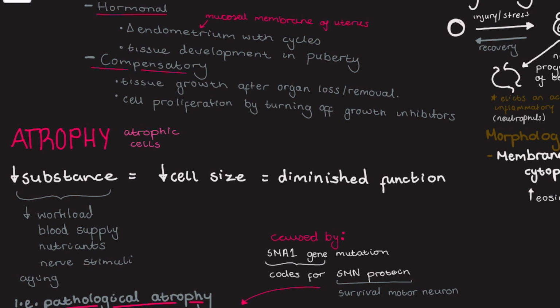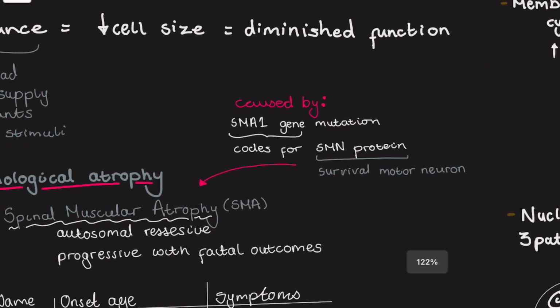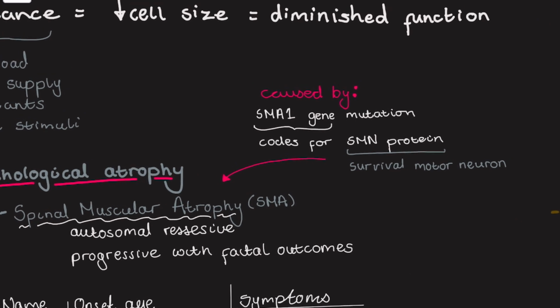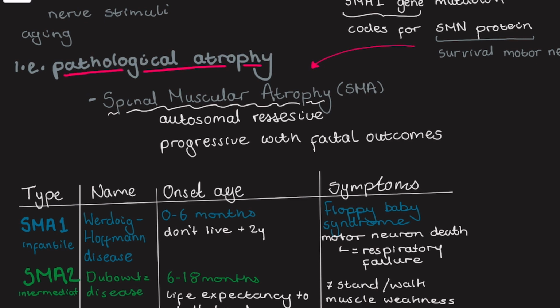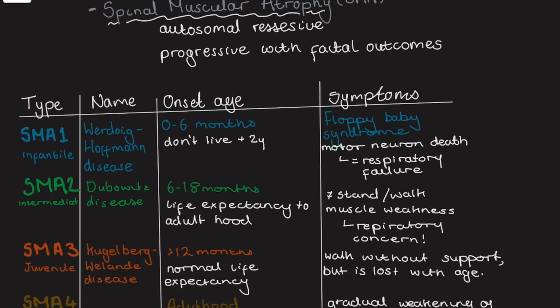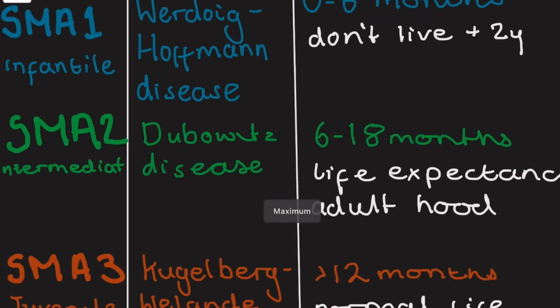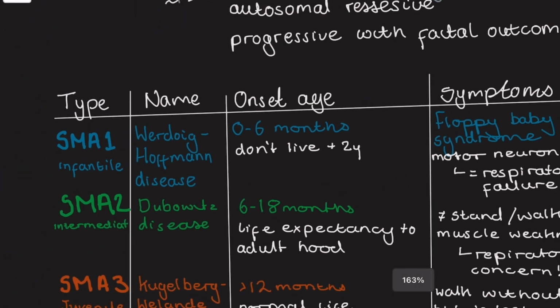A pathological example of this, which I'm going to go into detail a bit about, is SMA. SMA is caused by a mutation in the SMN1 gene, which encodes for the SMN protein. It's an autosomal recessive disease which is progressive and has fatal outcomes, and there are 4 different types. I'm not going to try and say the names because I'm going to butcher them, but they are written out in the table if you want to know what they are.